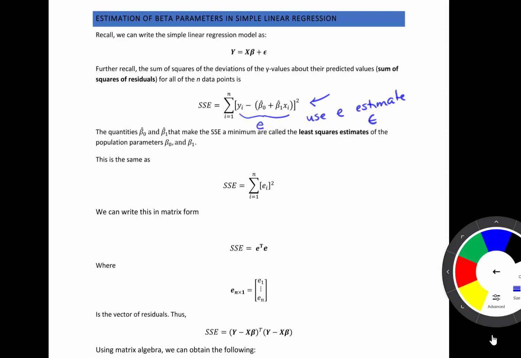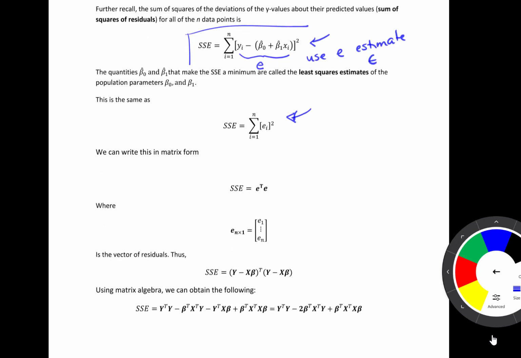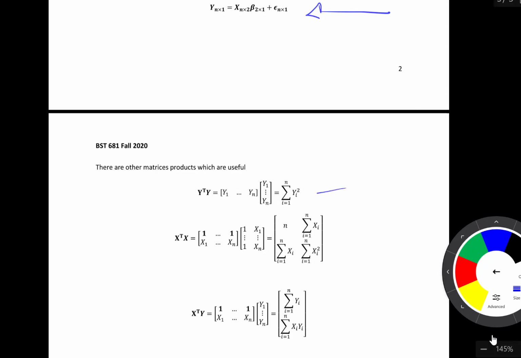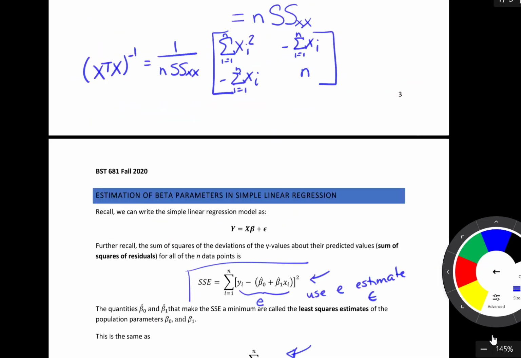Notice one thing that we could do is in this sum right here, when we define the SSE, we could replace that portion within the brackets with e and get this piece right here. Then writing in matrix form, if you want to take the sum of something squared, that's the same thing as the column vector transposed times the column vector. We actually saw that up above, for example, right here at y transpose y, which is a column vector transposed times itself.